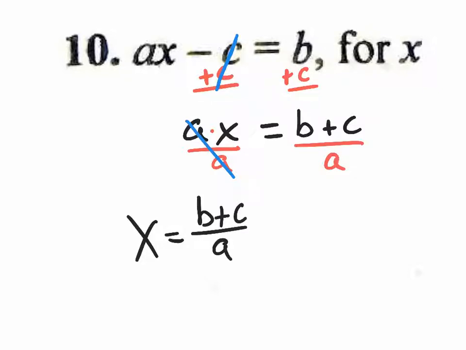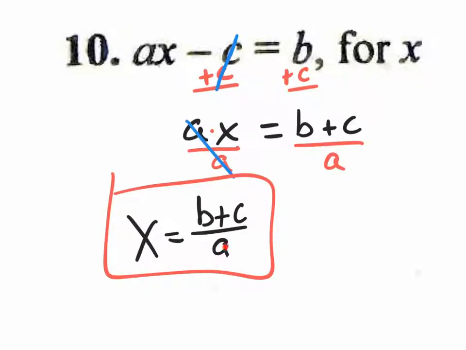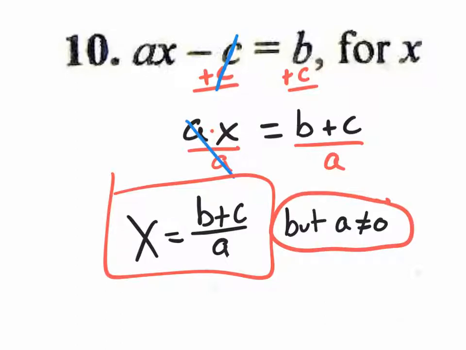Now, I do want to mention that since I have a variable in the denominator, I want to give an additional statement to this answer. I want to say, but a cannot be 0. Because if a were 0, the whole fraction would become undefined, which means that it would not work. So you want to state that a cannot be 0. If you ever have a single variable as your denominator, you want to state that that variable cannot be 0. Let's jump to number 12.